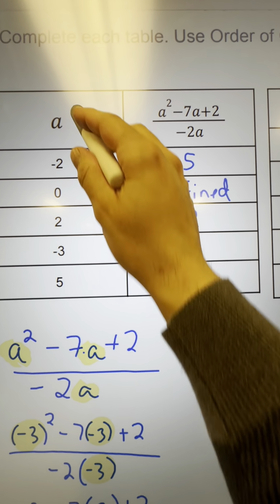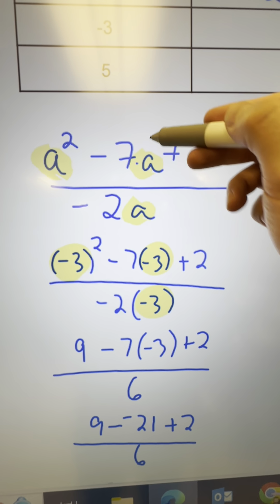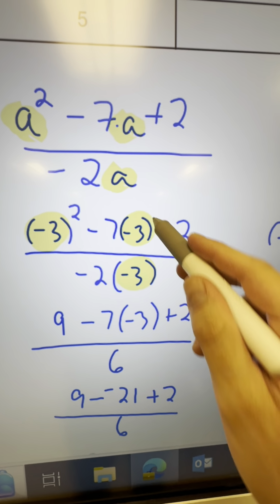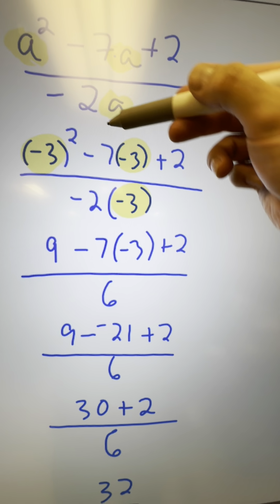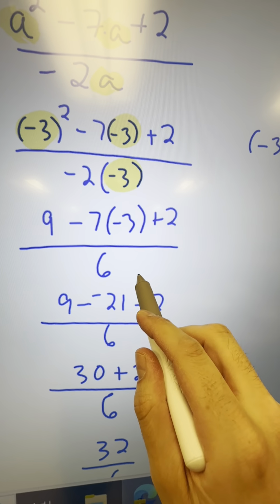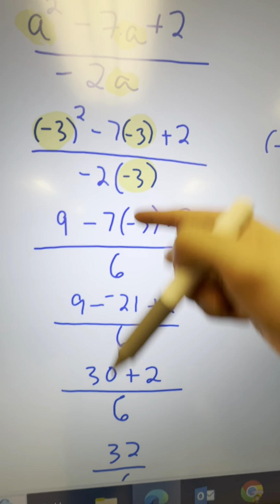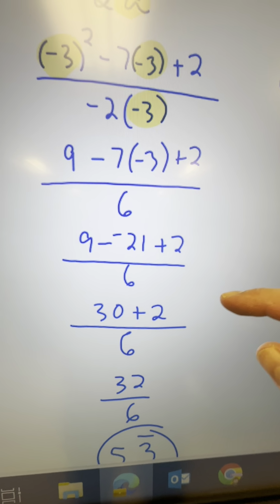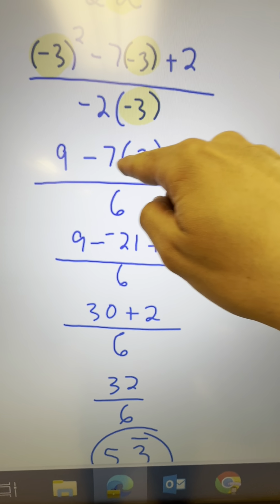And next, let's check when A is -3. So same thing, substitute your A's with your value, -3. And then you can see here, order of operations, you've got to do exponents first. So I get 9. I copy the rest as is. On the bottom, I multiply this out. I got 6. Then you can see my next step, I ended up multiplying these out because you multiply first.